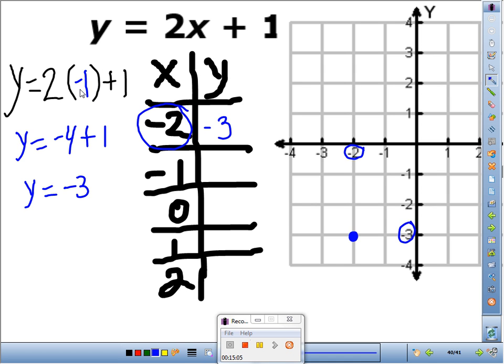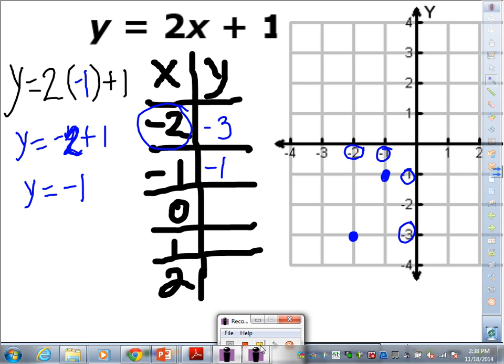2 times negative 1 is what? Negative 2. So what is negative 2 plus 1? Negative 1. So that goes here, and let's plot that point. Negative 1, and that is right there. Are we there so far? Okay, fill in the table, please, by yourself. Go. Okay, let's see. The next value. We substitute 0 in there, right?